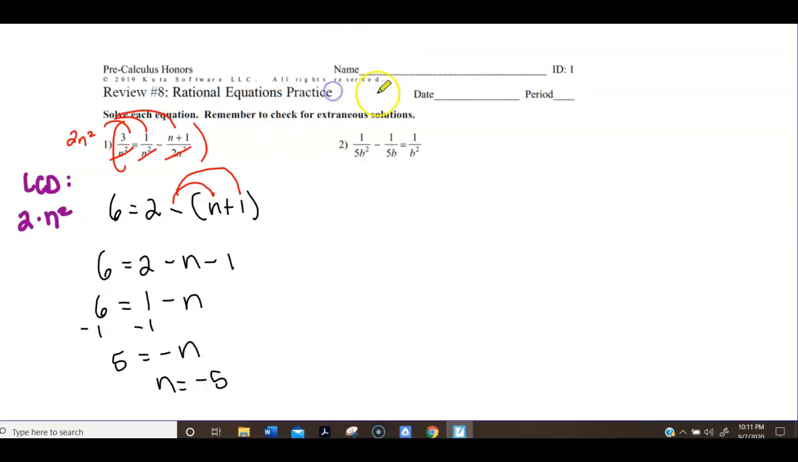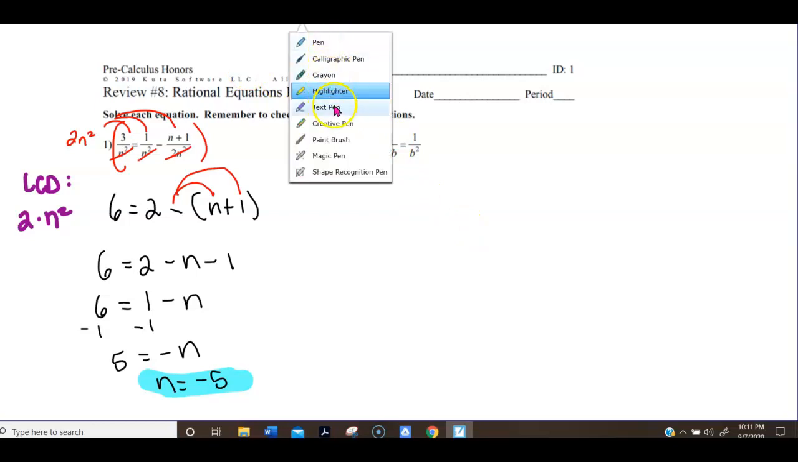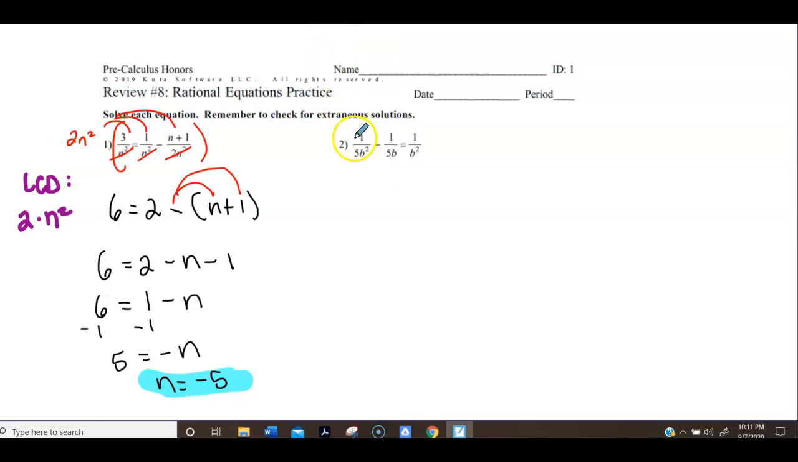All right, let's try the next one. Highlight the answer. Okay, the next one. So the next one, the LCD is 5b squared. So you're going to multiply the entire equation by 5b squared.